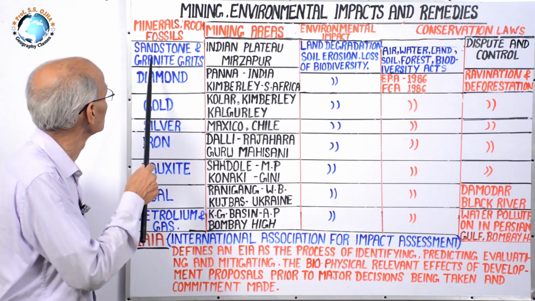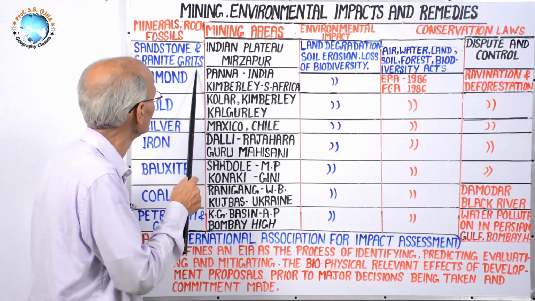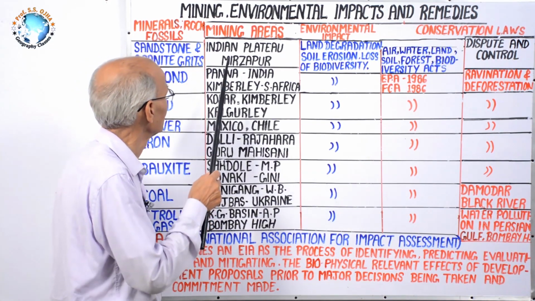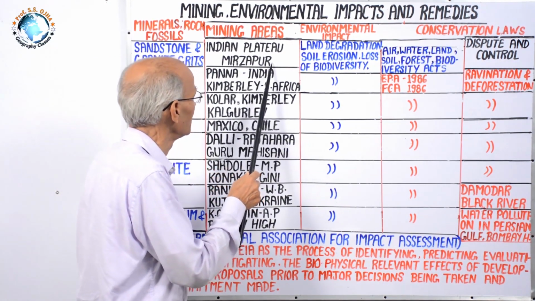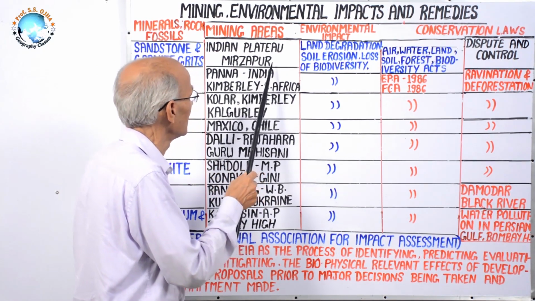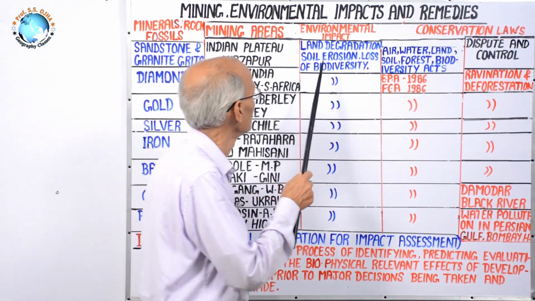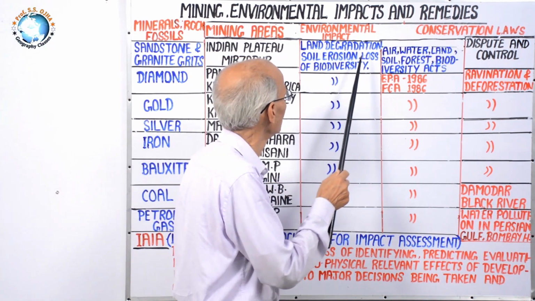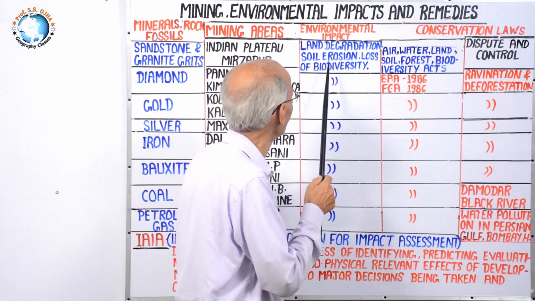Now let us come to study the sandstone and granite grits, which we have discussed, and this is mined all over the world. For example, over the Indian plateau in Mirzapur and MP, Jharkhand, Chhattisgarh, from every place, and this is used for building purposes as we have studied. Now its environmental impact is, where it is mined, there is land degradation. Land becomes of ravine and badland nature.